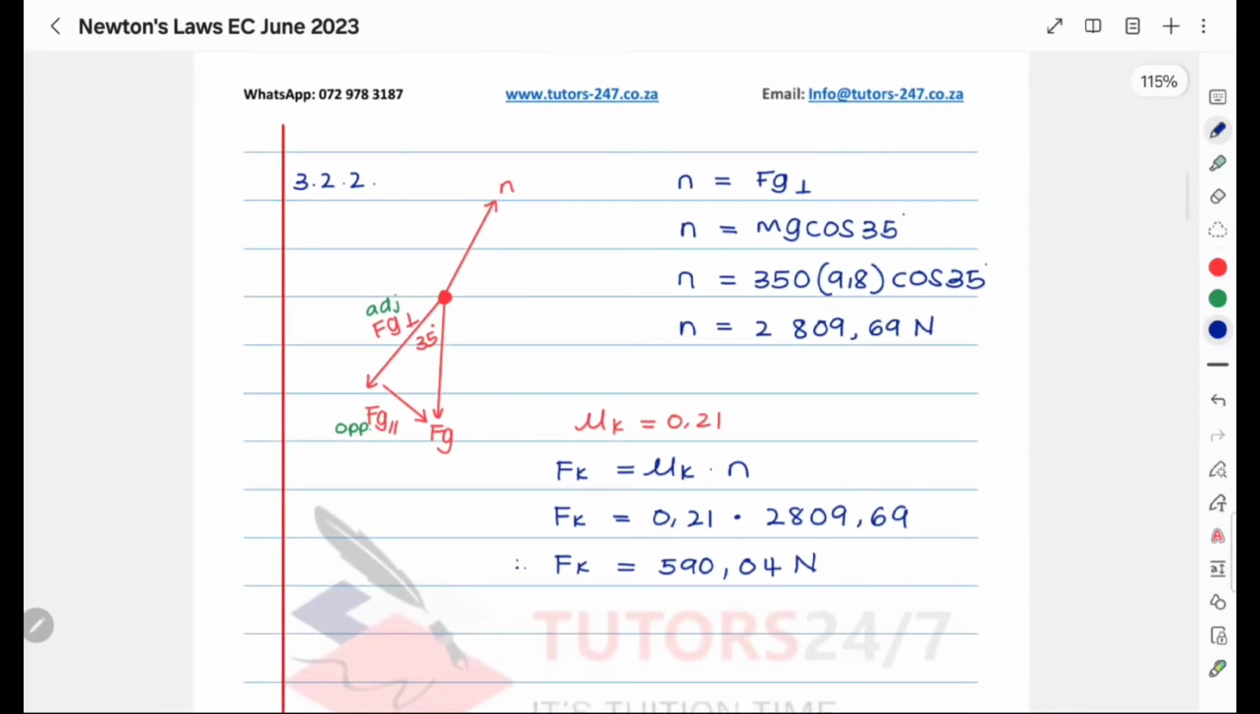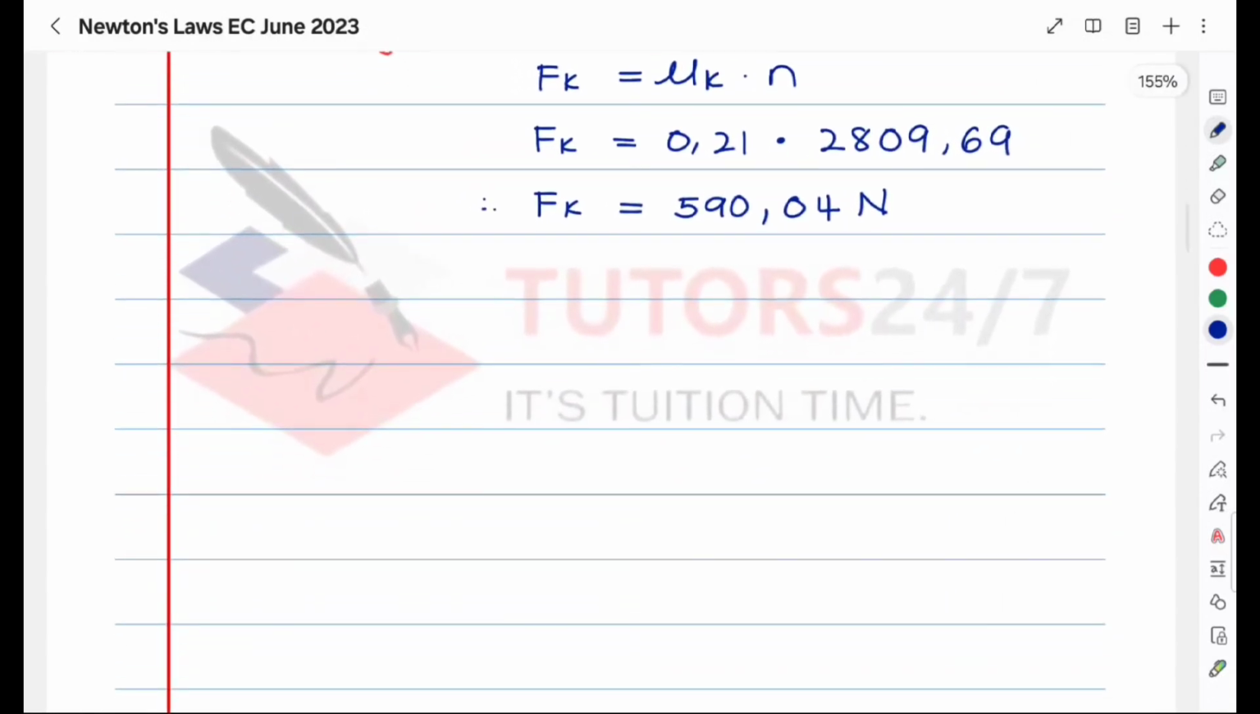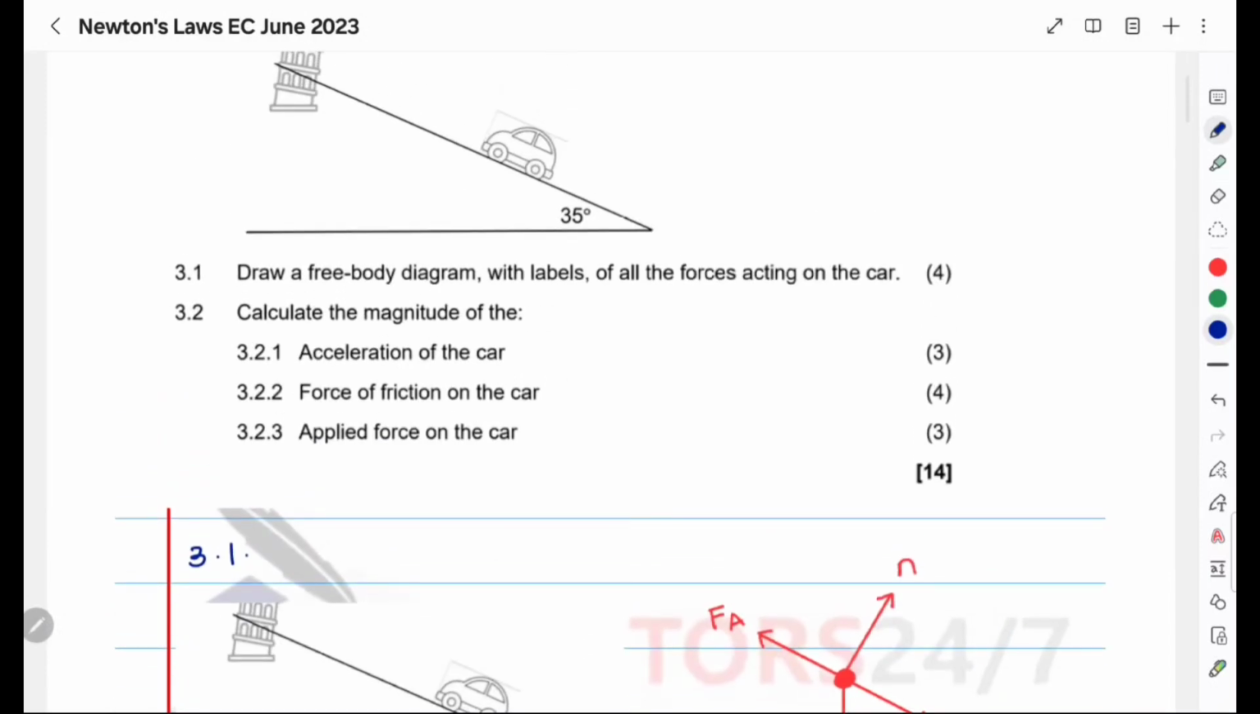In order to calculate kinetic friction, all we needed to do was find the normal force, take the normal force and the coefficient of kinetic friction, substitute it into our Fk formula, put it into our calculator, and that is it. Then the last question under question 3 is 3.2.3. So let us have a look at that.